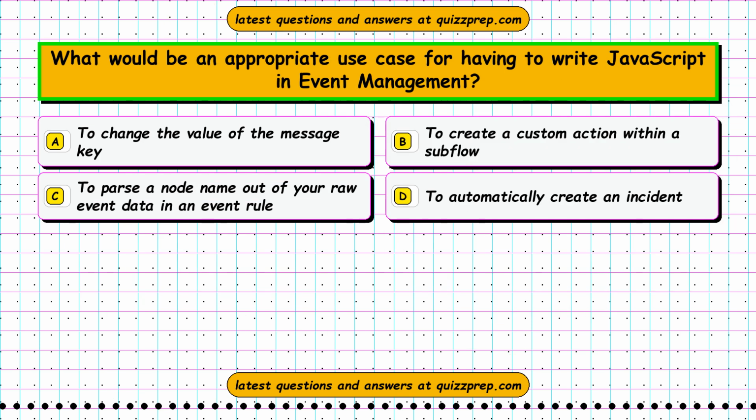Question 58. What would be an appropriate use case for having to write JavaScript in event management? Option A. To change the value of the message key. Option B. To create a custom action within a subflow. Option C. To parse a node name out of your raw event data in an event rule. Option D. To automatically create an incident.